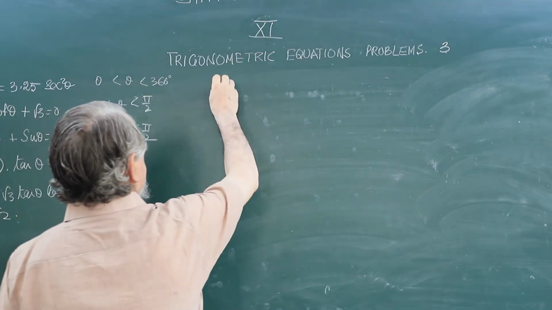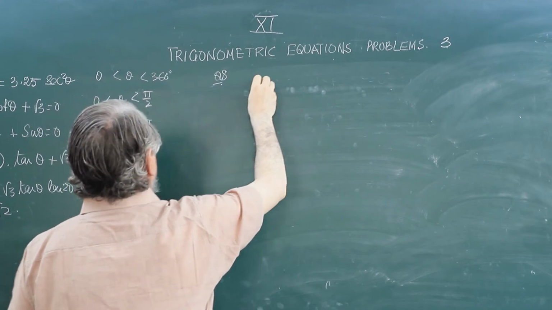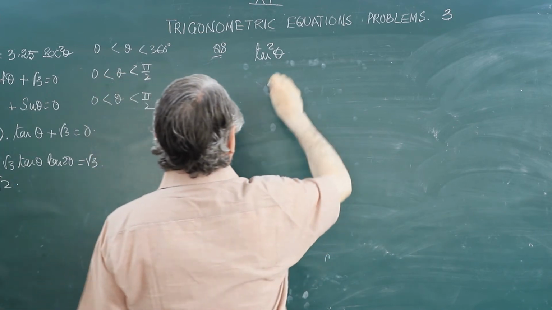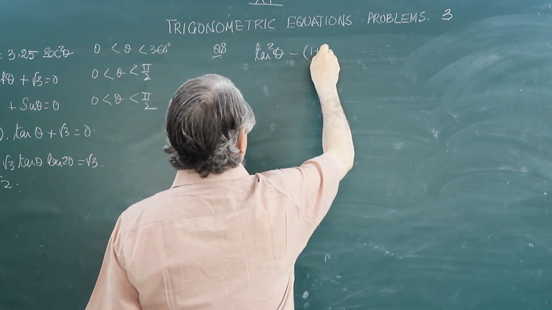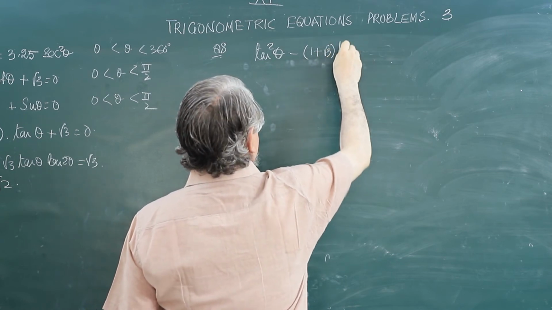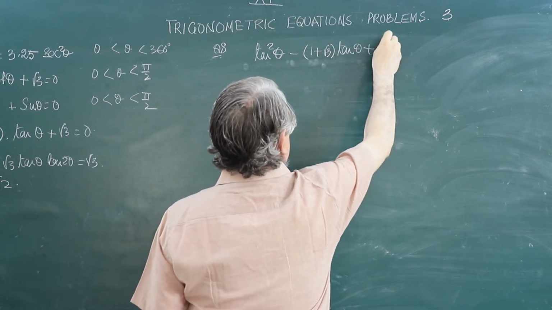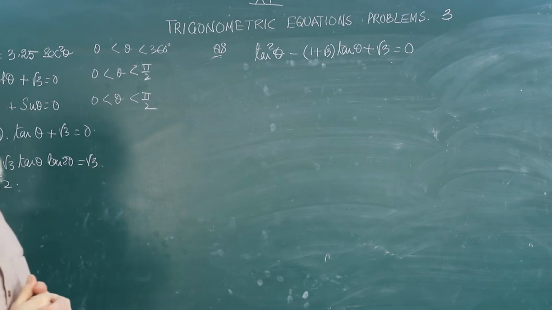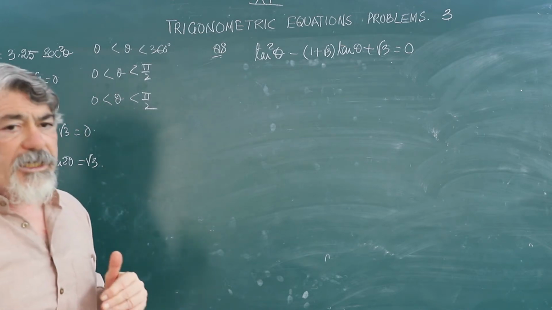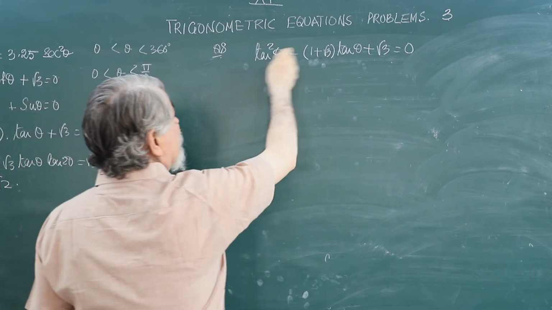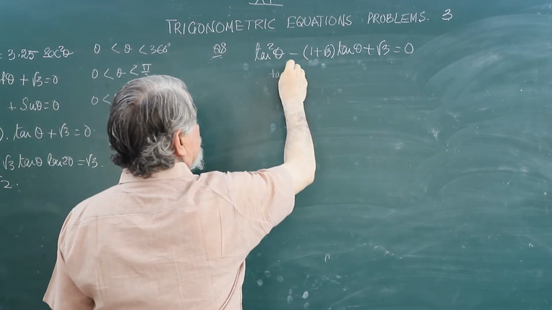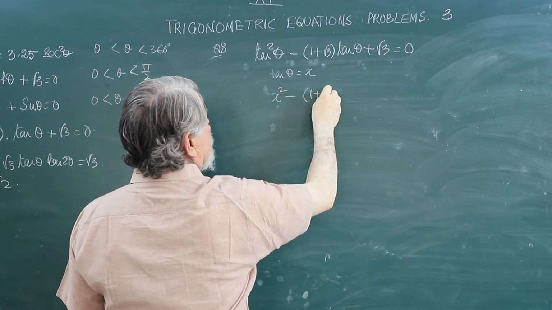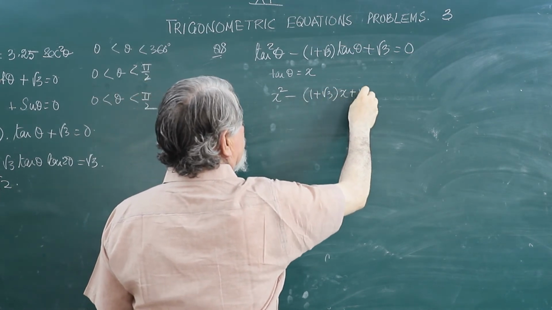Now let's see the next question, which is tan square theta. We had done a question of this kind earlier, question number 6. Tan square theta minus 1 plus root 3 tan theta plus root 3 is equal to 0. For our convenience, I'll put tan theta as x so that I don't have to write tan theta again and again. It will be x squared minus 1 plus root 3 x plus root 3 is equal to 0.